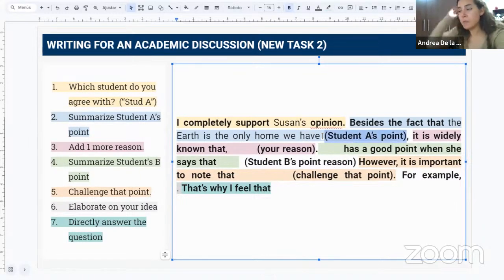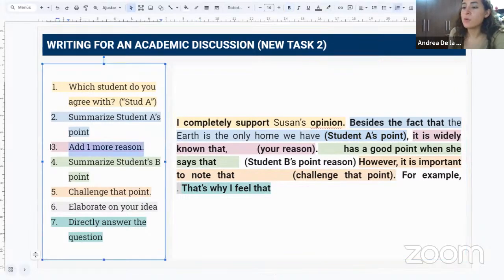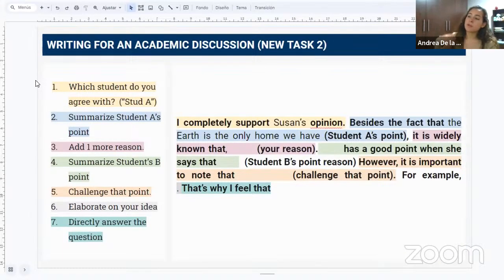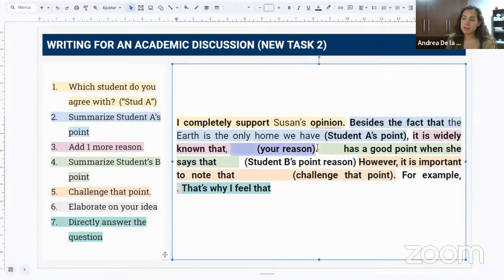So we say, besides that point, además de ese punto, además del hecho de que el planeta es el único hogar que tenemos, y ahora tenemos que añadir una razón propia de nosotros, es decir, algo que no se ha mencionado antes por nada. Es importante que sea diferente. No pueden continuar con la misma idea porque si no sería repetitivo y no estarían realmente aportando a la discusión. Simplemente están repitiendo, parafraseando, pero no están aportando nada nuevo. Tienen que aportar algo completamente nuevo, ¿verdad? Entonces, su trabajo es pensar otra razón por la que están de acuerdo con la opinión de Susan.